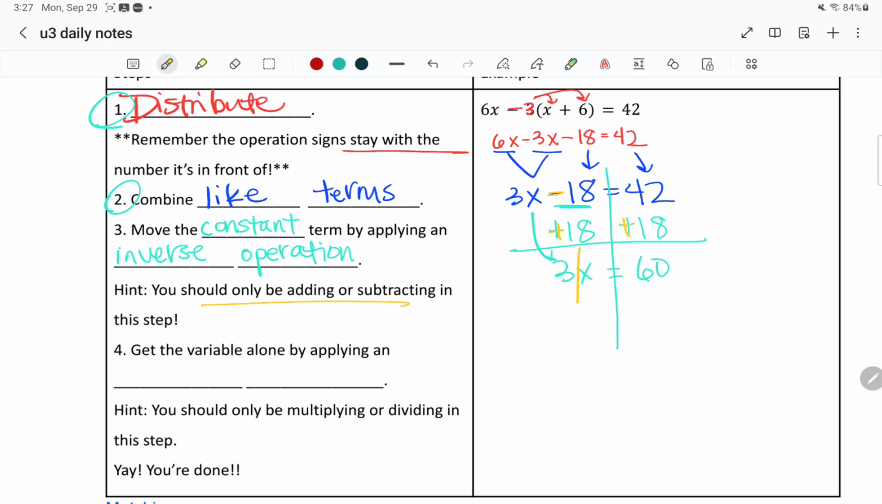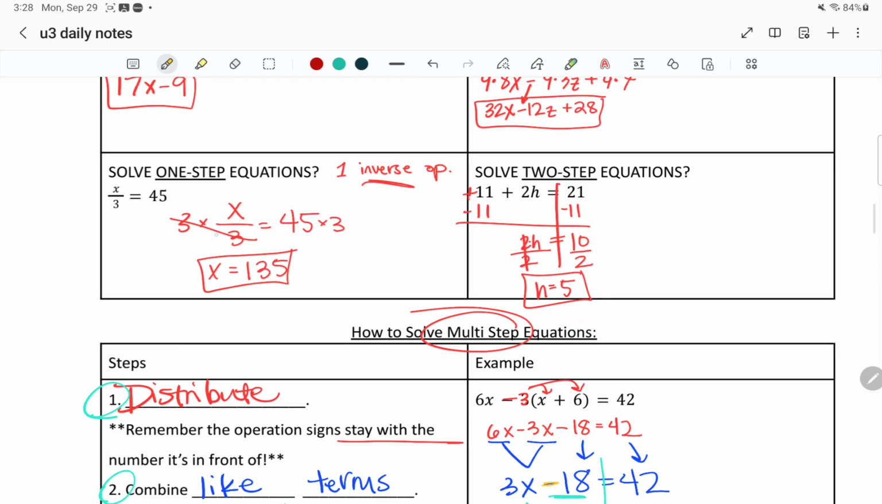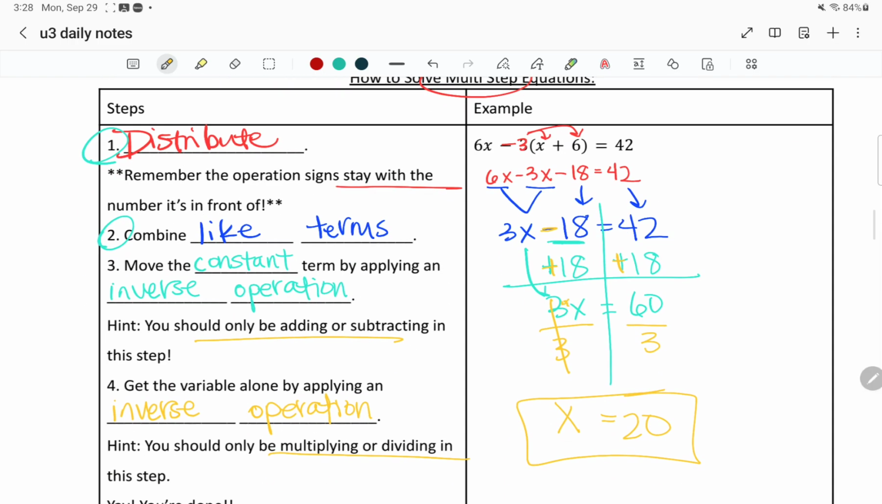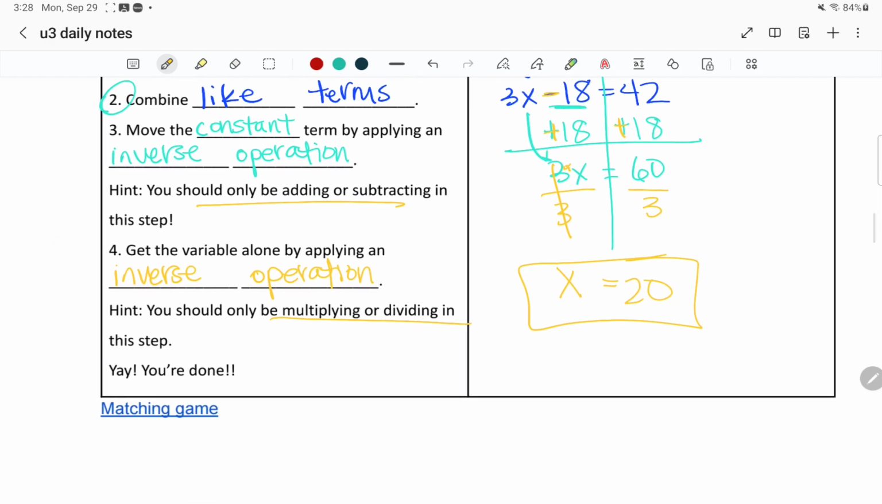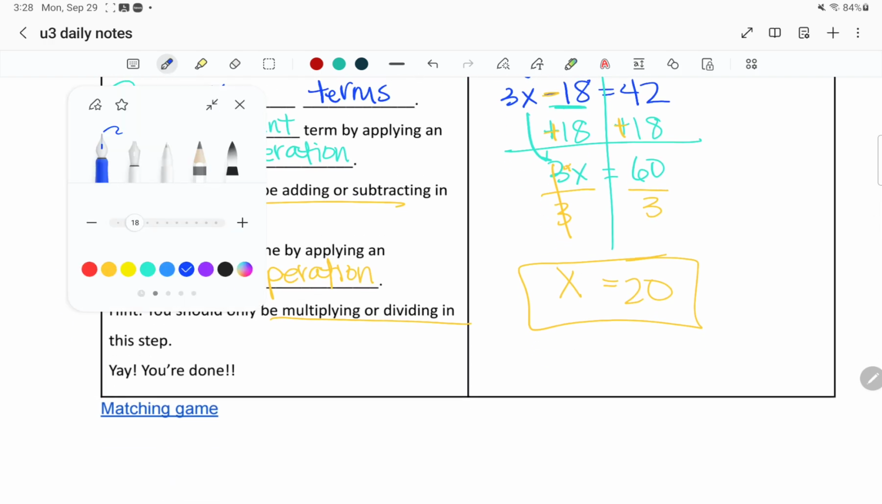My last job is I need to split up the 3 and the x. So I need to get the variable alone by applying another inverse operation, which is dividing by 3 on both sides, because it's multiplied by 3, and I get x equals 20. You should always be multiplying or dividing in this step. So if it was like this one, where we had to divide by 3, I multiplied by 3. This time I had to multiply by 3, so I divided by 3. Okay, I'm going to go back to blue.